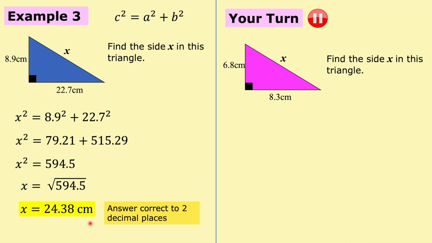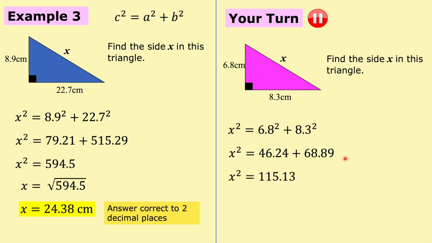Okay, so let's go over the answer. Using our Pythagoras' theorem, c squared equals a squared plus b squared, we are going to substitute into our formula. So our side C is x, side A is 6.8, and then side B is 8.3, giving us our first line. We're then going to find the squares of those numbers, so 6.8 times 6.8 is 46.24, 8.3 times 8.3 is 68.89. We're then going to add them two together. So x squared equals 115.13.